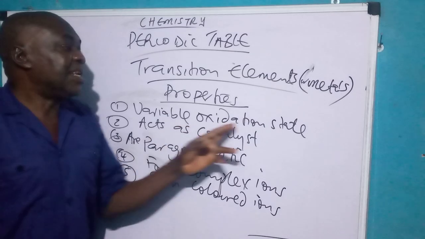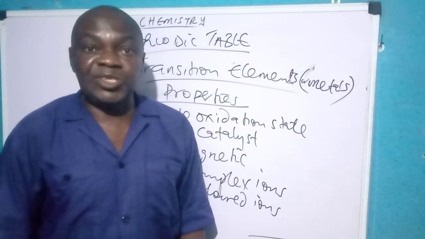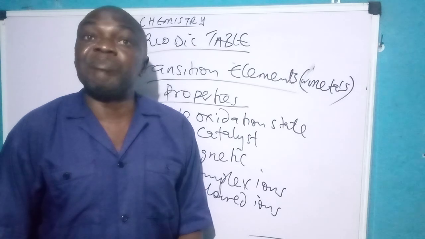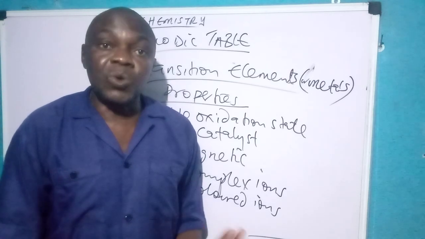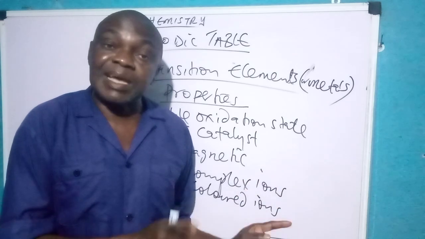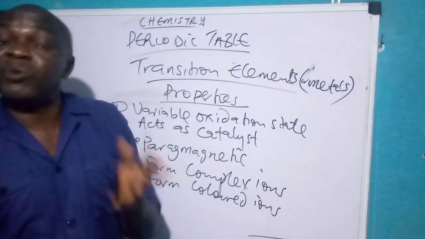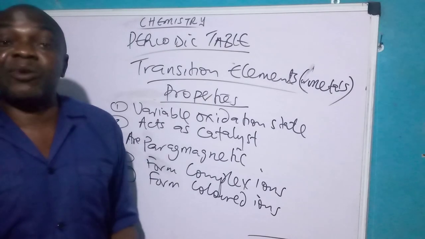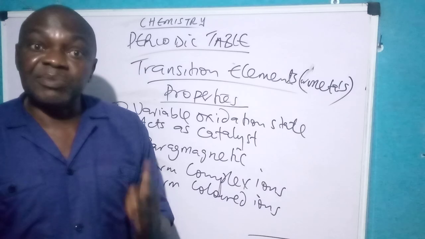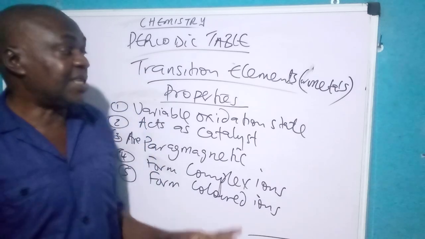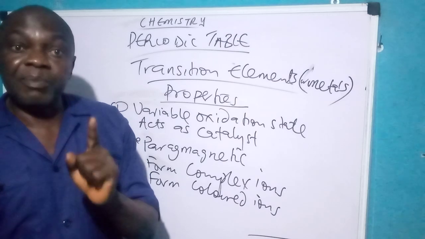The first one, they have variable oxidation state. This means they don't have just one oxidation number. Remember we are dealing with metals here, not a non-metal like nitrogen that has 3 and 5. Those are not metals of the S and P. If you look at the metals of the S and P, they have one oxidation number. Like sodium, just plus 1. Magnesium plus 2. So those ones have just one oxidation number or state.